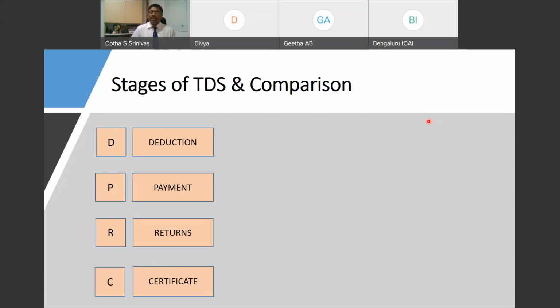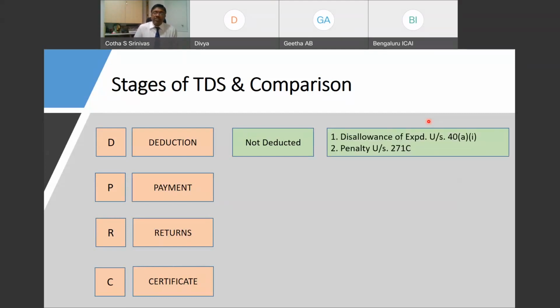Now, what happens if these stages are not complied with, if TDS is not deducted? We know that deduction has to be done, but the deductor has not deducted. What happens? One is disallowance of expenditure under section 40A(1). If a person has made a payment to a non-resident that is subject to TDS, but has not deducted TDS, then there will be disallowance of expenditure under section 40A(1).